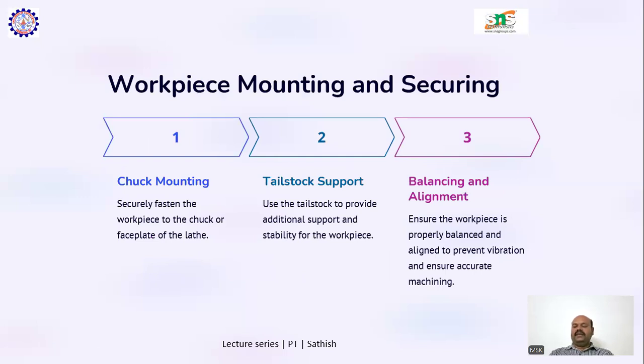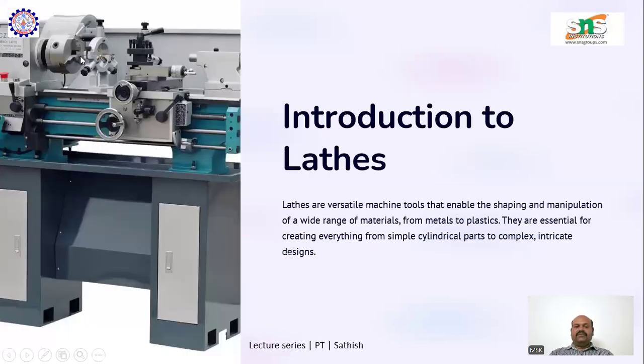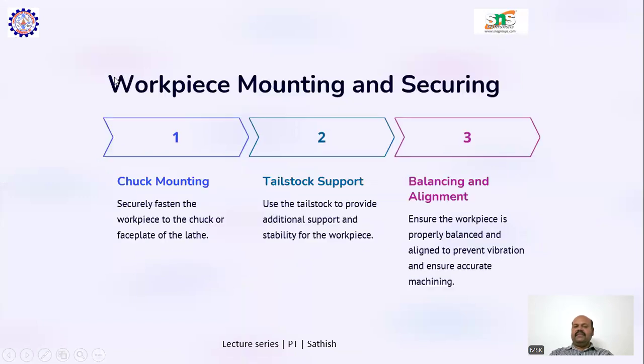Workpiece mounting and securing is very important in getting a quality workpiece output. First, chuck mounting. Let us go to the first diagram here. We have a 3-jaw chuck here. We also have a 4-jaw chuck. This 3-jaw chuck is a self-centering chuck. That means when you tighten the screw here, all the 3 jaws move parallelly and catch hold of the workpiece.